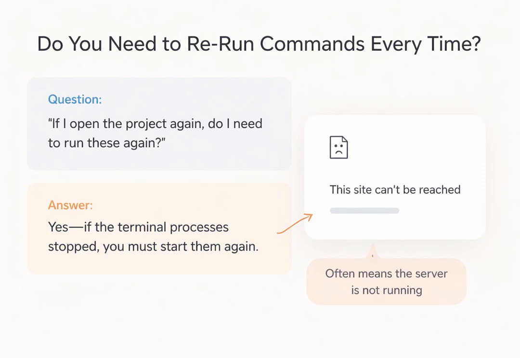A student asks an important habit question. Every time you open the project, do you need to run the commands again? The instructor explains the practical reality. If you refreshed, closed the terminal, or reopened the project and the processes are no longer running, you must start them again. A key troubleshooting clue is the browser message, "This site can't be reached." In this context, the instructor teaches students to immediately suspect the PHP Artisan server is not running.